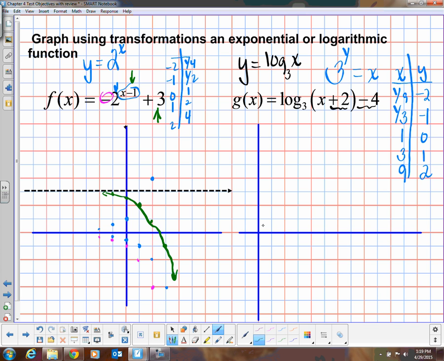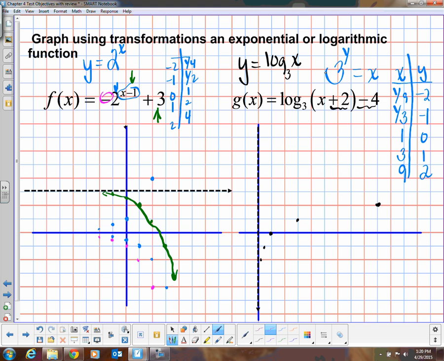What do we have? We go over 1/9 and we go down 2. That's really close. We go over 1/3 and we go down 1. We go over 1, up none. We go over 1, 2, 3, up 1. And then 3, 4, 5, 6, 7, 8, 9, up 2. Where's the asymptote? Y-axis now. All right, now what do we do to these points?